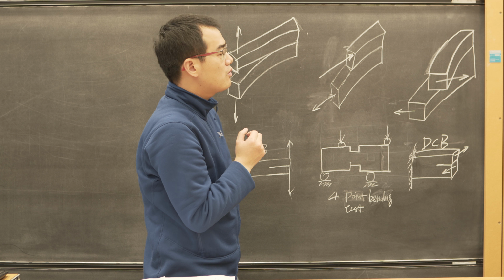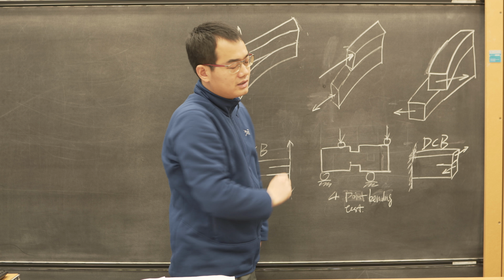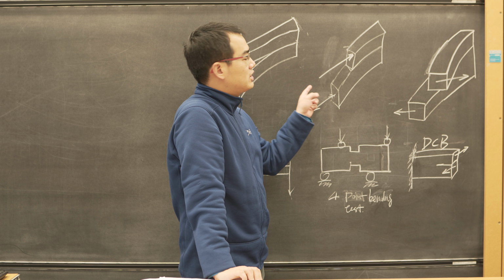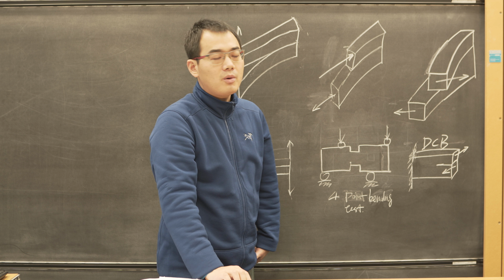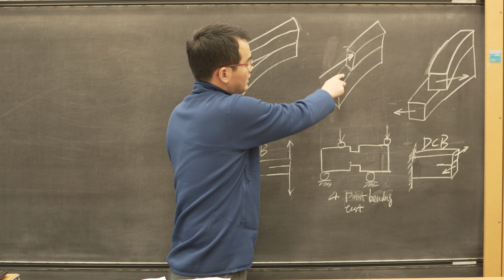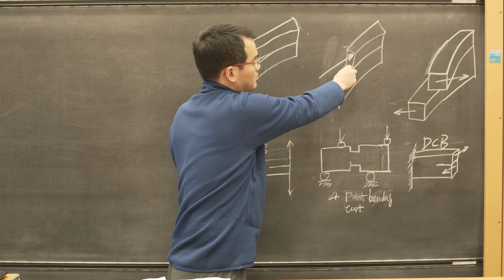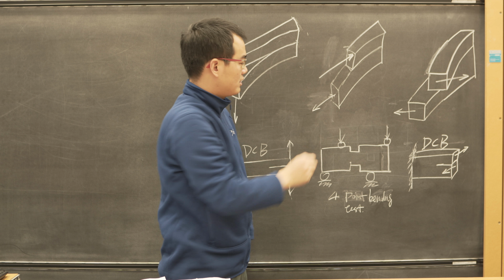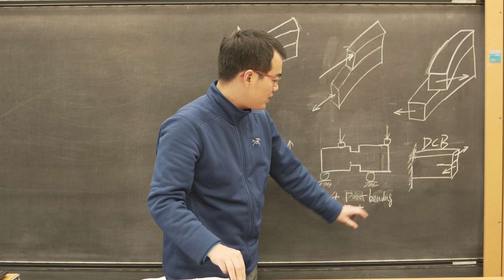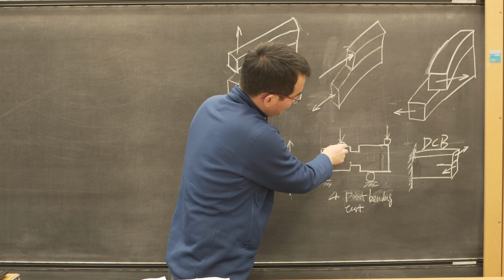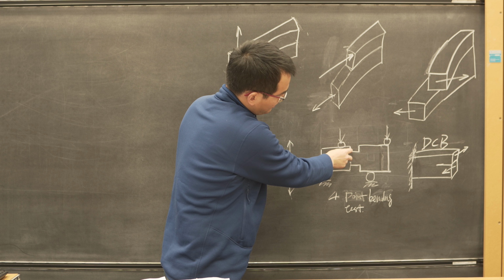The second type of fracture mode is the shear mode. You can have a look at this diagram here. In this shear mode, the displacement jump for the crack interface here is parallel to the fracture interface, this interface here, and also perpendicular to the fracture front, this line here.